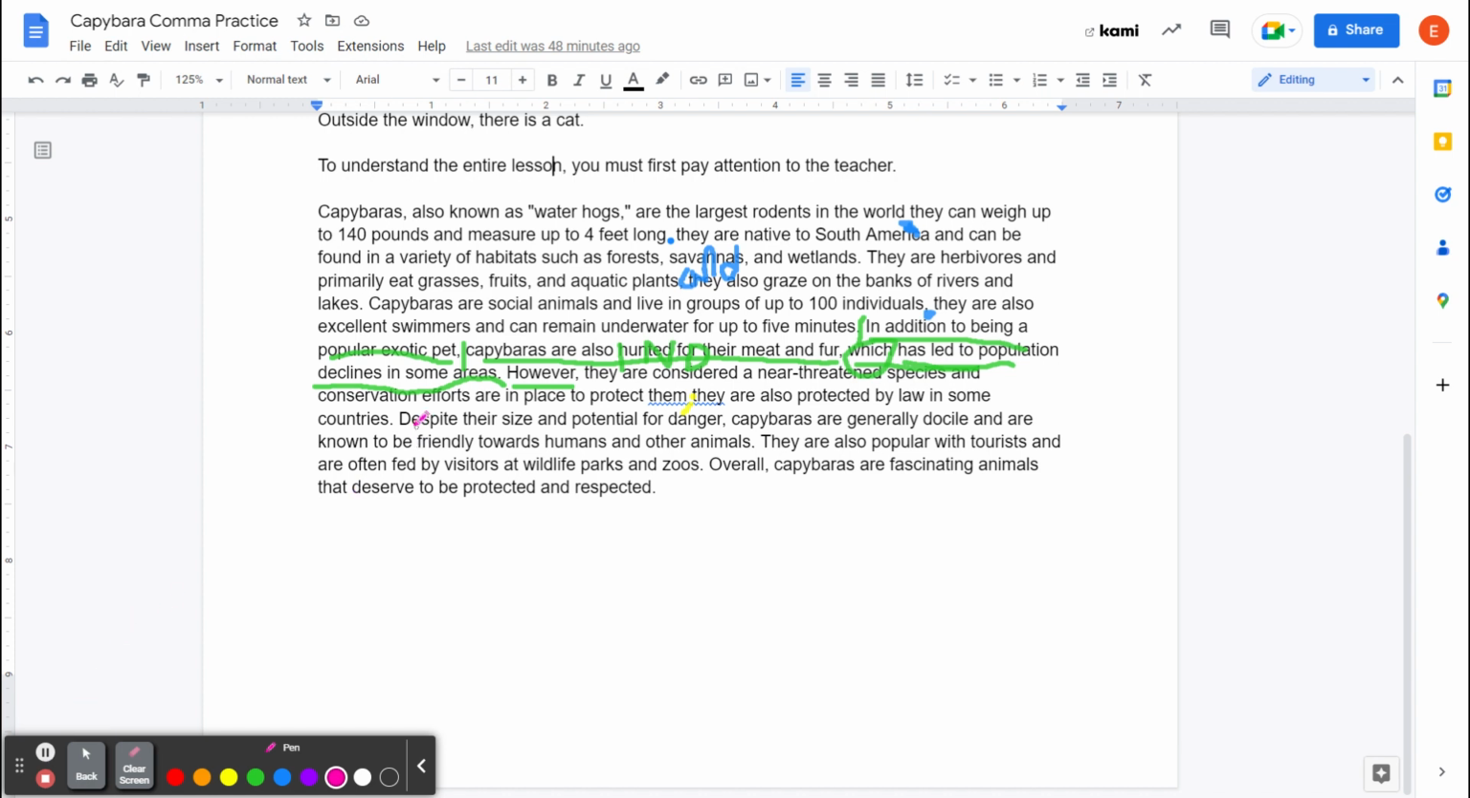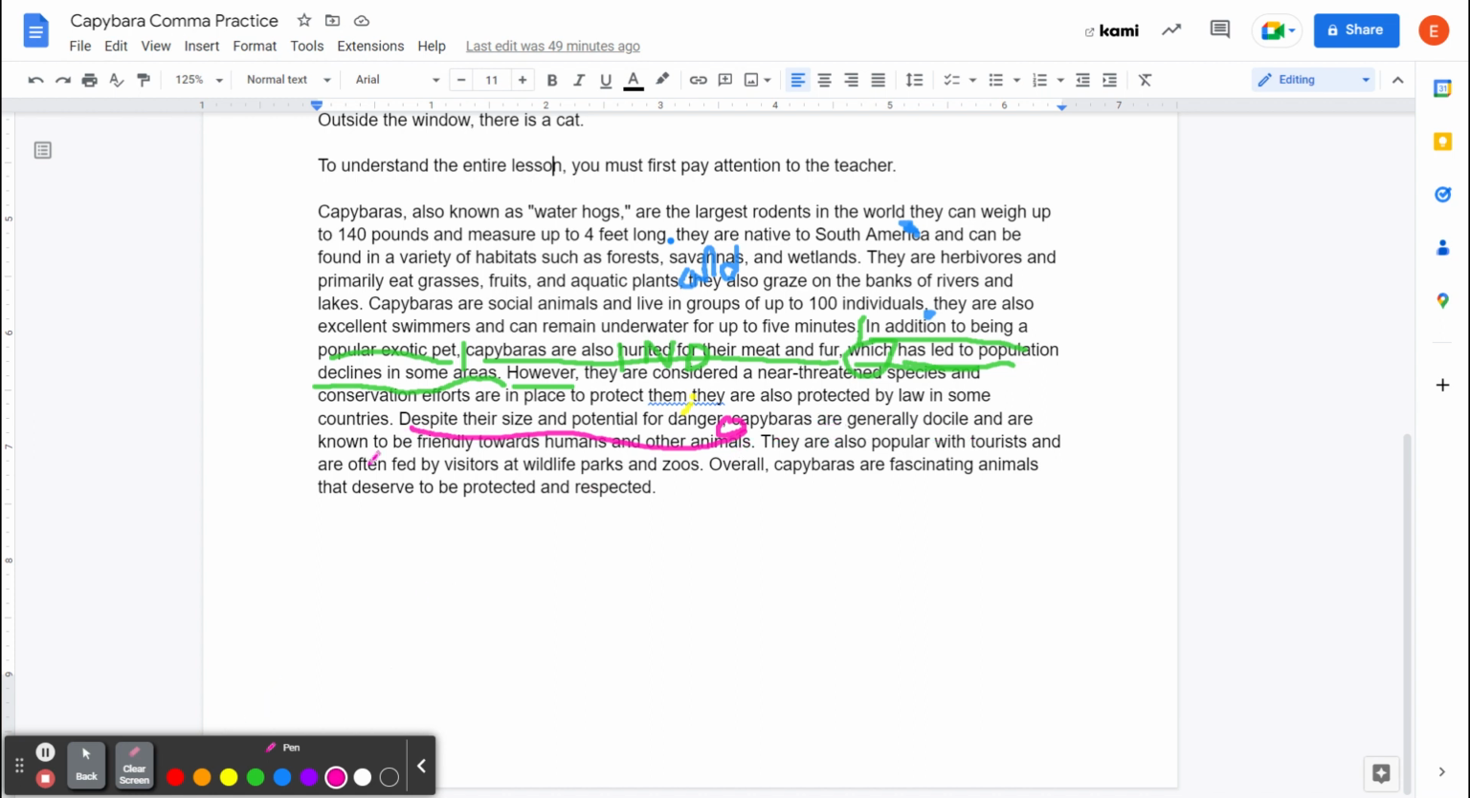Okay, so next, despite their size and potential for danger, capybaras are generally docile and are known to be friendly towards humans and other animals. Okay, so we've got this that has a comma right here. Is this comma correct? Is the question. So despite their size and potential for danger, well, that is clearly a dependent clause. That's not going to be able to stand on its own as a sentence. Capybaras are generally docile and are known to be friendly towards humans and other animals. All that's independent. That stands on its own. So that is a correct comma. Okay, so that is good.